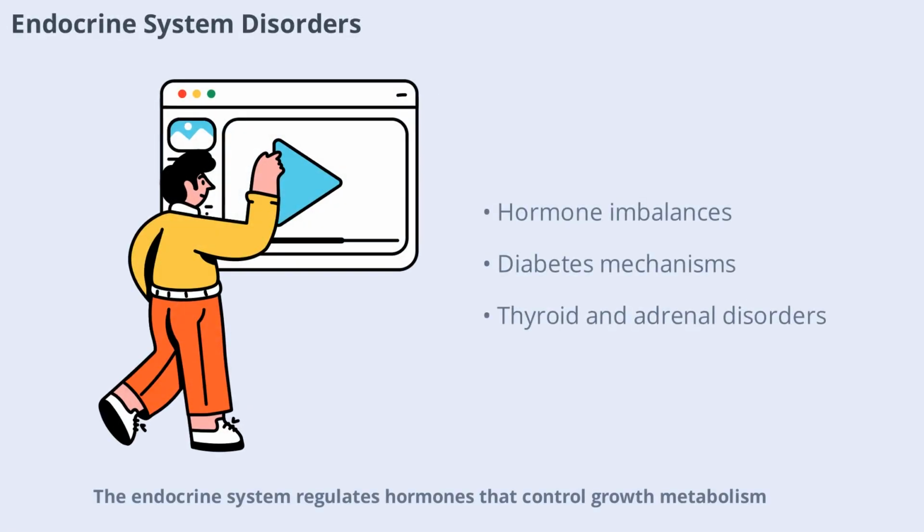The endocrine system regulates hormones that control growth, metabolism, and reproduction. Disorders like diabetes, thyroid disease, and adrenal insufficiency result from hormone imbalances. Diabetes involves problems with insulin production or action, leading to high blood sugar. Thyroid diseases can cause too much or too little hormone, affecting metabolism. Adrenal insufficiency means the body can't produce enough stress hormone. Understanding these mechanisms is crucial for effective management.